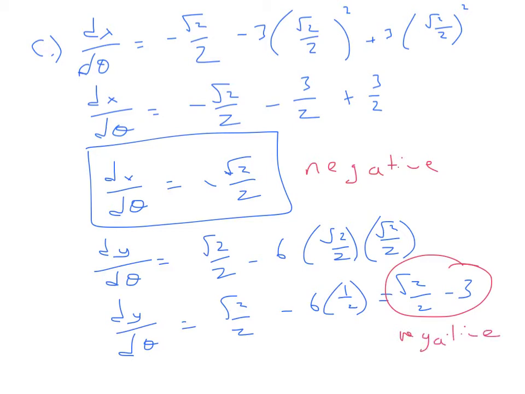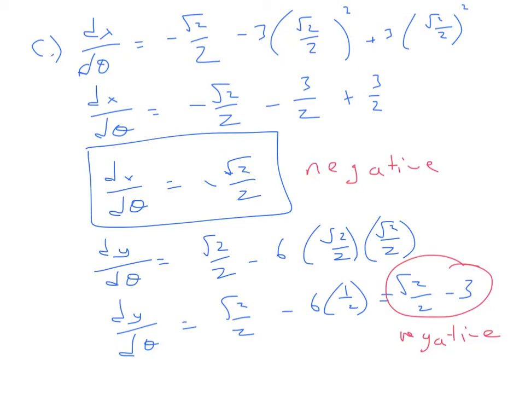Right? I mean, the square root of 2 over 2 is less than 1, so when you subtract 3 from that, it's still going to be negative. The question asked us to determine the direction the particle was moving. Because dx d theta is negative, it means that as theta increases, if theta is changing positively, which it is, then x is changing in a negative direction.